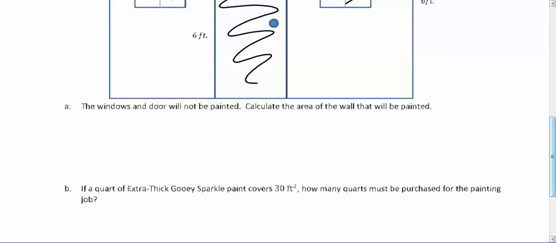And you can't go to Lowe's or Home Depot and buy like a little tiny portion of a can. They don't let you pour a little out. So you're going to have to round that number up to the nearest whole quart, okay? Any questions on what your job is?